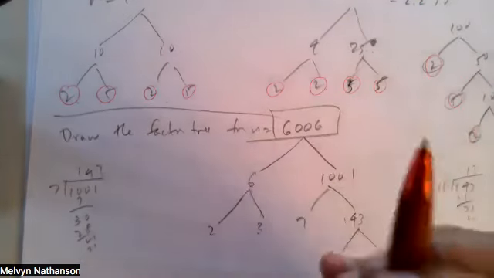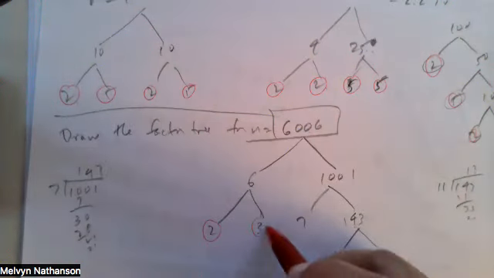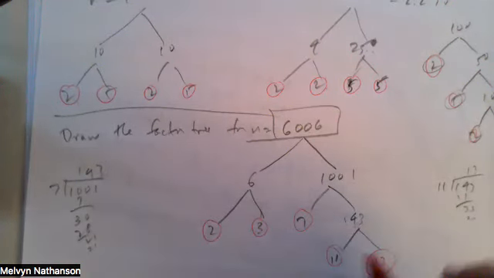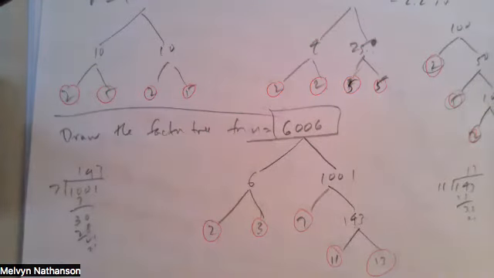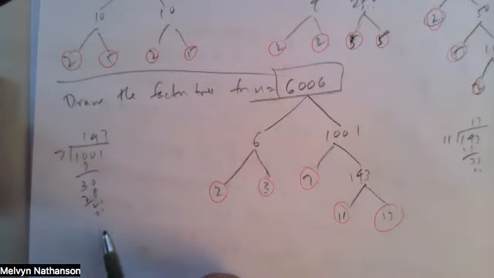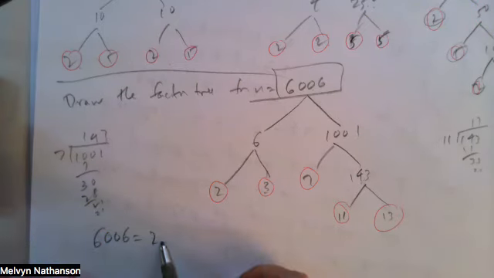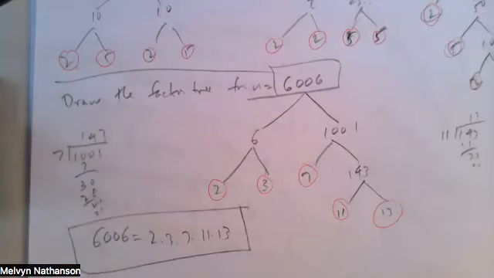And now we're done. We have 6006 is a product of 2 times 3 times 7 times 11 times 13. This is a product of 5 primes. Up to the order, the unique factorization of 6006 as a product of primes is 2 times 3 times 7 times 11 times 13. That's factoring this number into a product of primes.